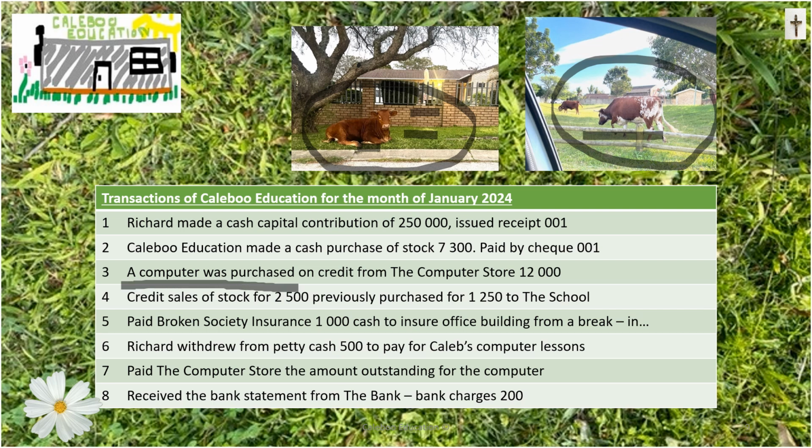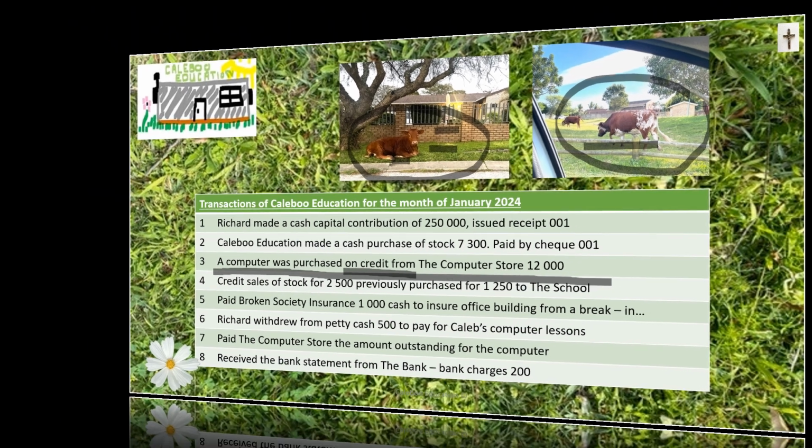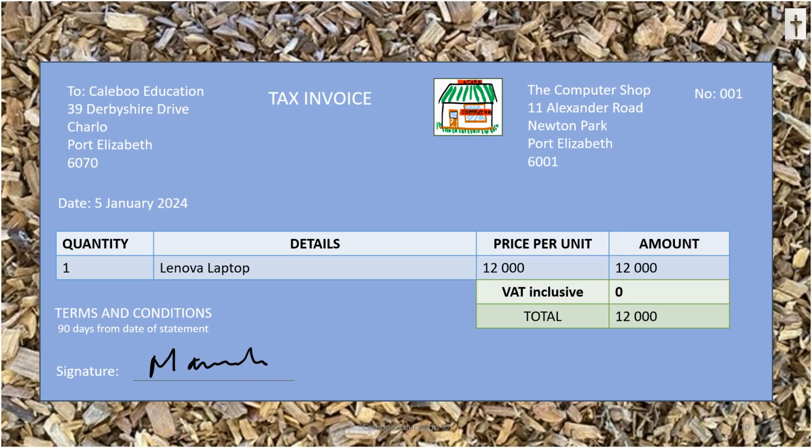A computer was purchased on credit from the computer store, 12,000 euros. So let's have a look now at how to record this computer. This transaction needed to be documented. A computer was purchased on credit for 12,000.